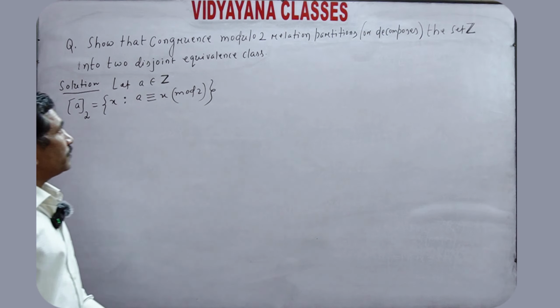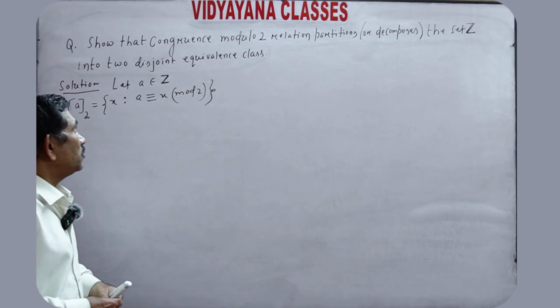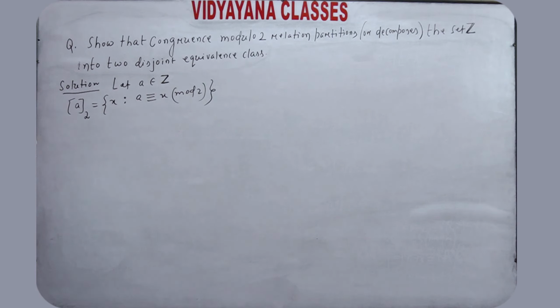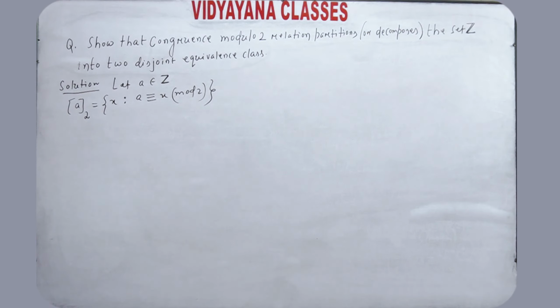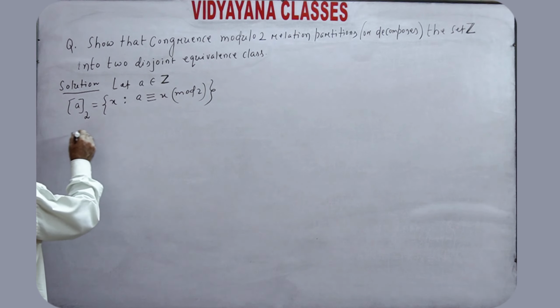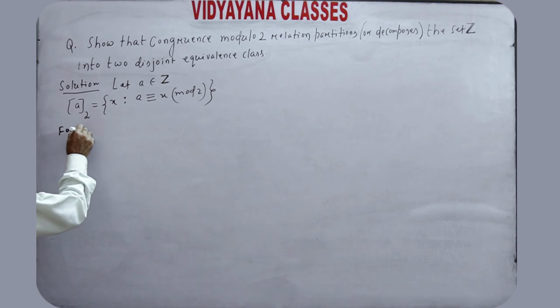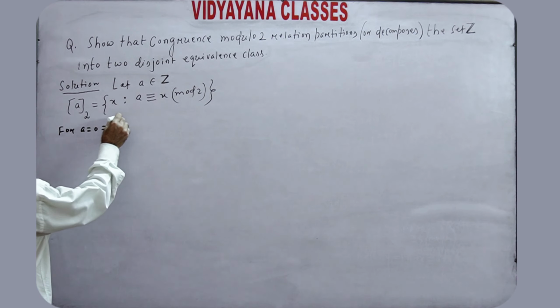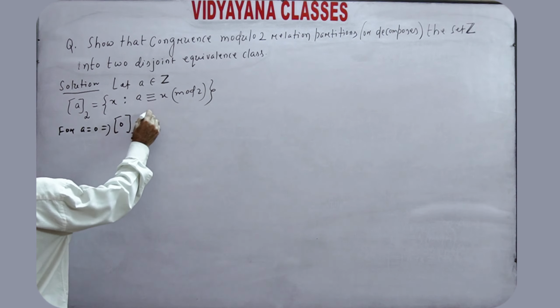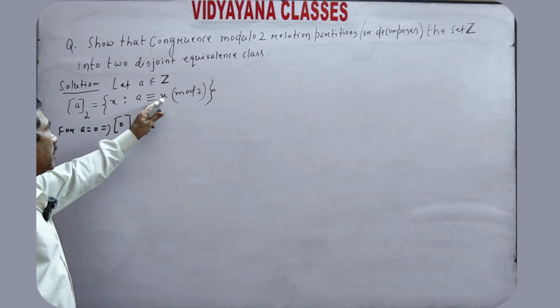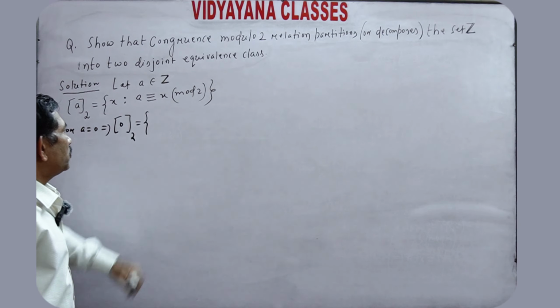We have to show that the congruence modulo 2 relation partitions or decomposes the set Z into two disjoint equivalence classes. The equivalence class of a modulo 2 is the collection of x so that a is congruent to x modulo 2. For a equal to 0, the equivalence class of 0 modulo 2 is the collection of x so that a minus x is divisible by 2.